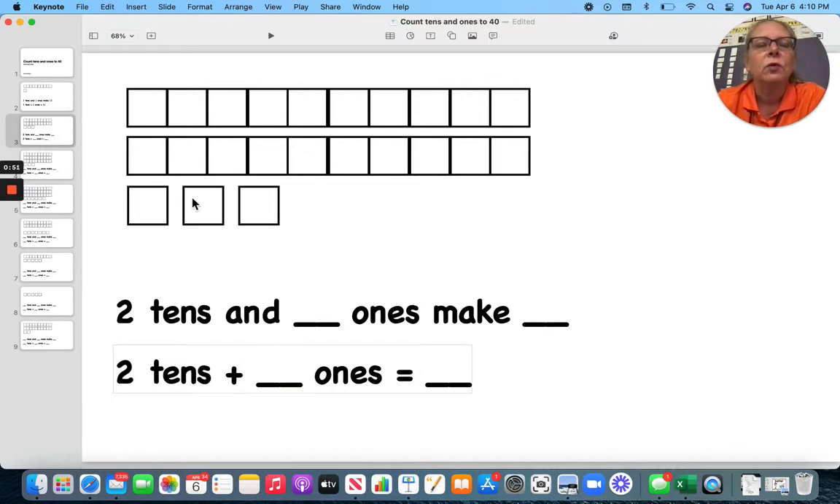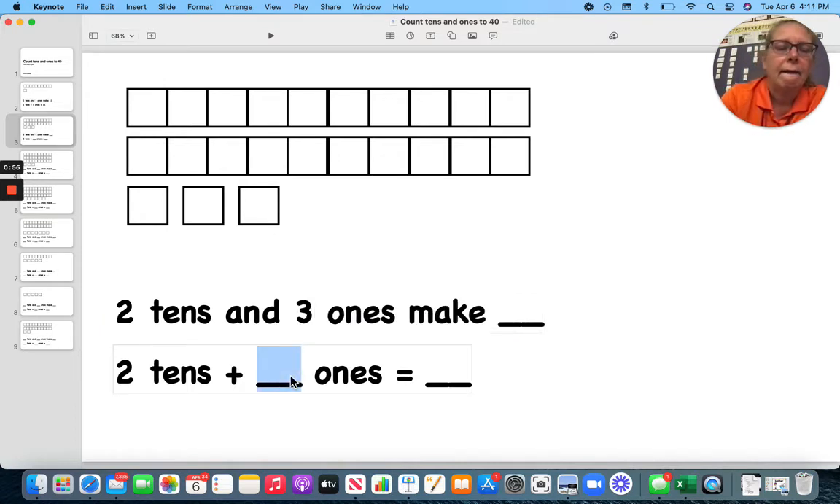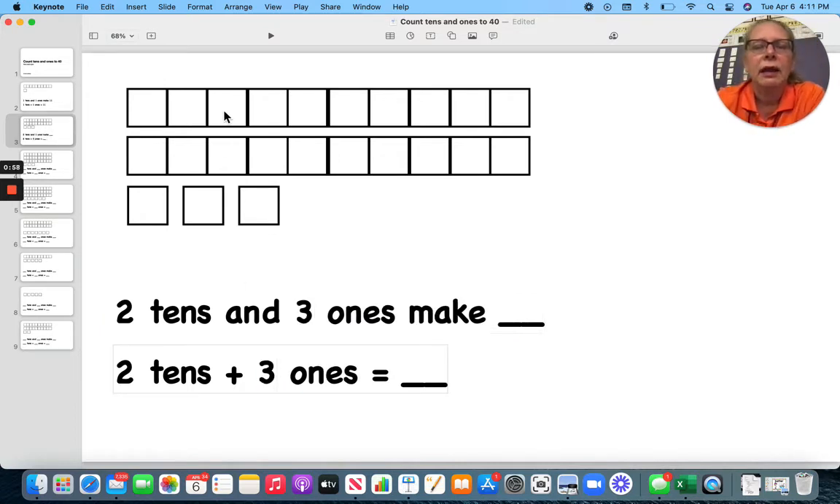How many ones? 1, 2, 3. 3 ones. How many does this make? 10, 20, 21, 22, 23. So it is 23.